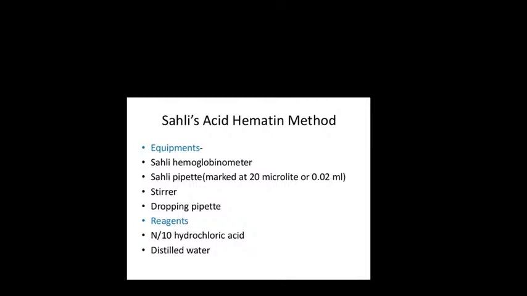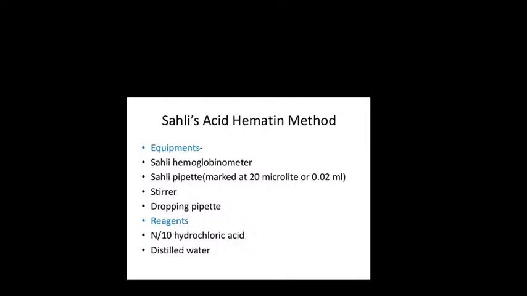Why stirrer? Because once the acid and this blood reacts, it will liberate out some solution. Then you keep on adding the distilled water to it and you stir it with a stirrer, and you have got a pipette. In that pipette you are taking the blood, and from that blood you are putting into the tube. And what are the reagents you are using? N/10 HCl and then distilled water.